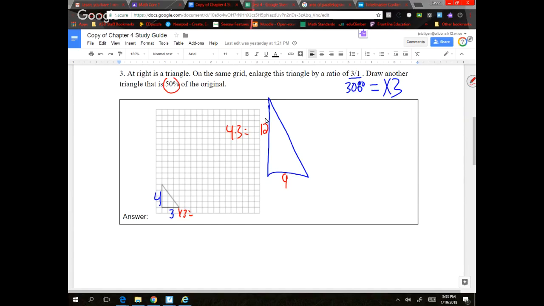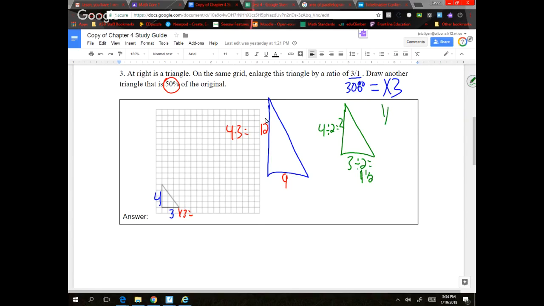Now here we have 50% on the test, you had 1/4. And I'll talk about that in a second. But since it's half, I know half means splitting it in 2 equal pieces, cutting it in half. So I should do 3 divided by 2 is 1 1/2. And then 4 divided by 2 is 2. So I have 2 for the height now and 1 1/2 for the base.